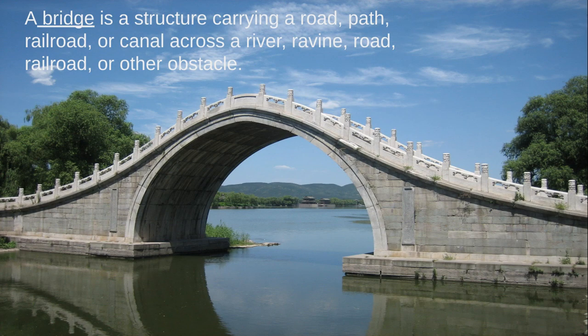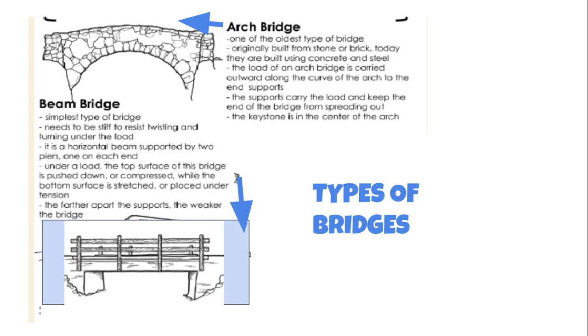A bridge is a structure that carries a road or a path or a railroad or a canal over something like a river, a ravine, a road, another railroad, or an obstacle. So it's basically a pathway over an obstacle. There are many types of bridges.